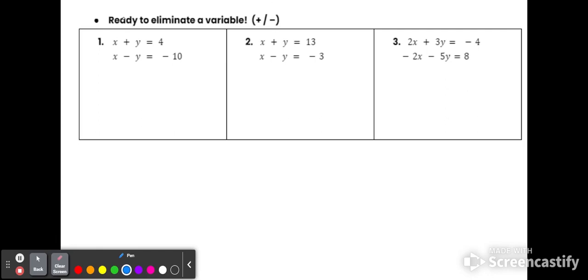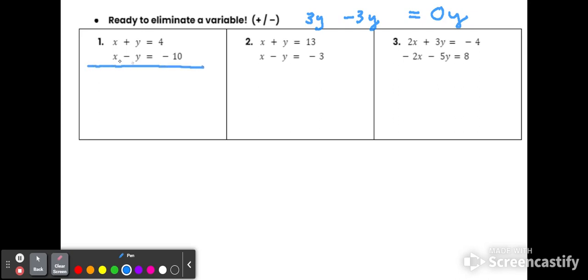What are we looking for? If it's ready to eliminate, we have a variable that matches, and one is positive, one is negative. So you might, for example, see 3y and negative 3y. Because if I add 3y plus negative 3y, I'm going to get 0y. So what I'm going for is to eliminate one and get it to 0. So if you take a look here, x and x are positive, but 1y and 1y, one's positive, one's negative, so we can eliminate.